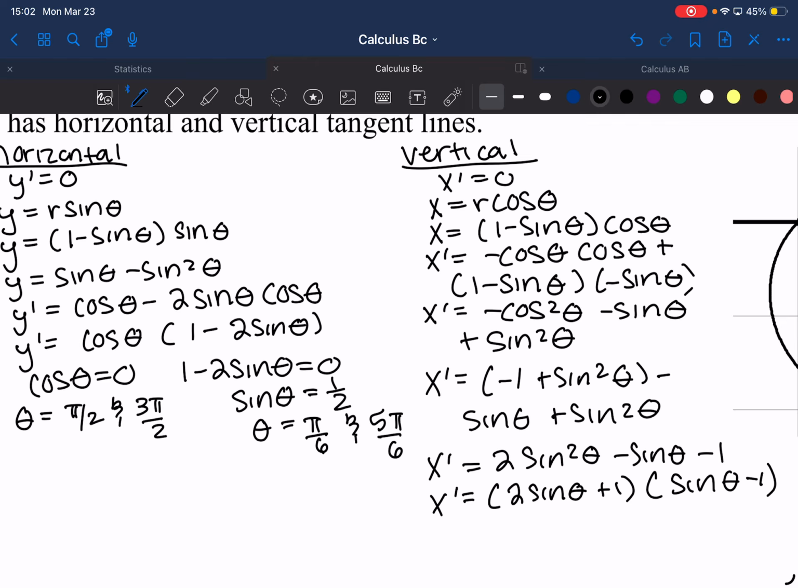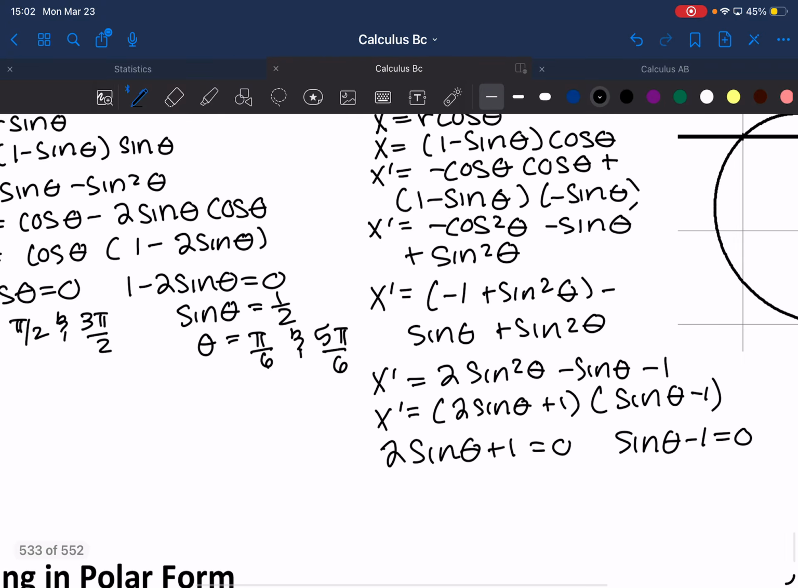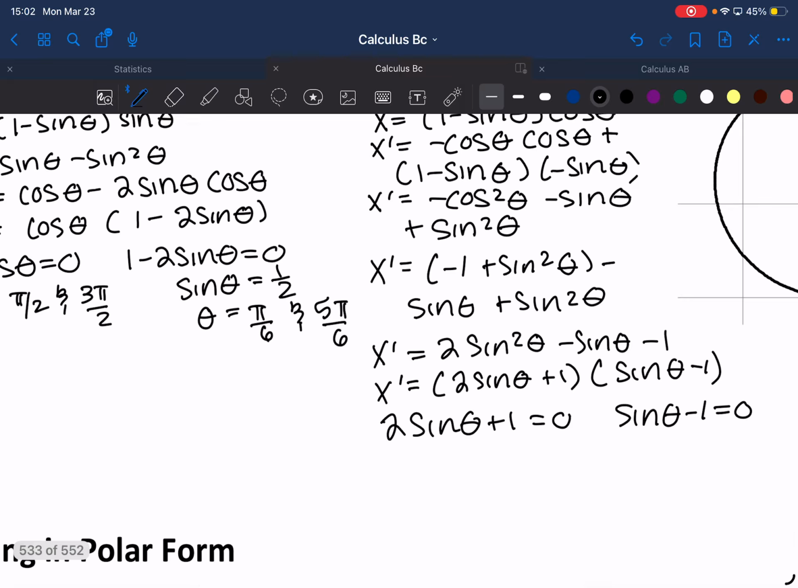So I would have 2 sine theta plus 1 equals 0, and then sine theta minus 1 equals 0. And then in each of these, just get sine by itself. So in the first one, I would subtract 1, divide by 2. So this is sine theta is equal to negative 1/2. And the next one, I would just add the 1 over. So sine theta is equal to 1. Okay. And then when solving for theta, I get 7 pi 6 and 11 pi 6. And solving for theta on the other one, I get pi halves.